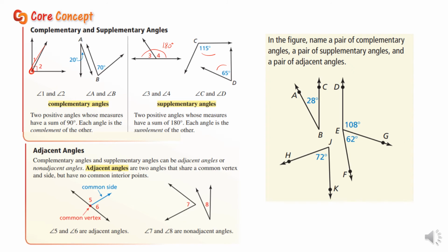So in this figure, name a pair of complementary angles, a pair of supplementary angles, and a pair of adjacent angles. So for complementary angles, we look for two angles that add up to 90 degrees. So that would be this one, 28 and 62 are complementary. Okay, if we're looking for supplementary, then we're looking for 180 degrees. That would be 72 and 108. And then when we're looking for a pair of adjacent angles, it would be angle DEG and angle GEF.